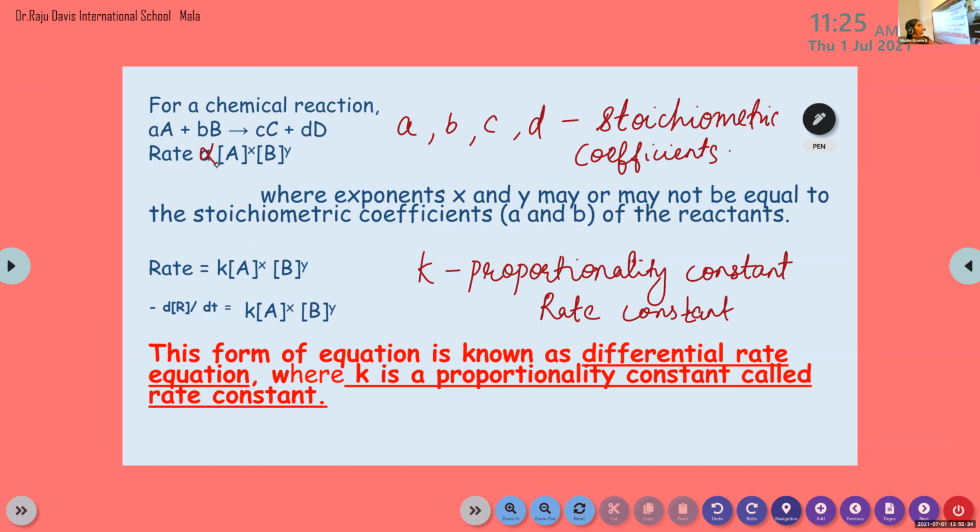Is this clear, children? Any doubt, anyone? Yes, ma'am. Clear, right? Okay. What is this X?